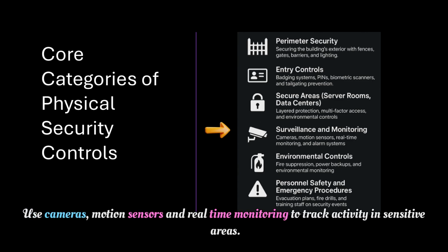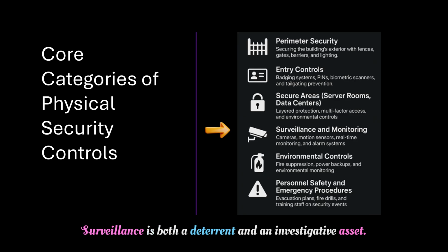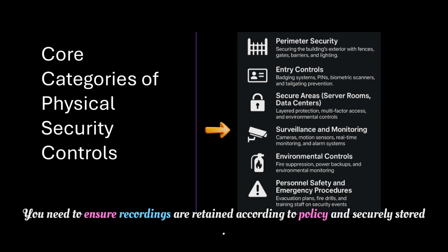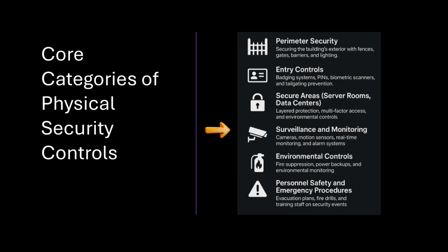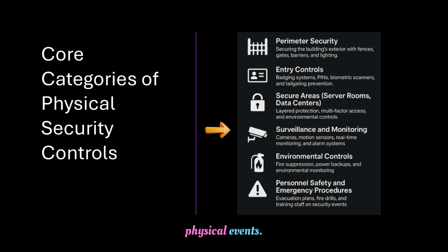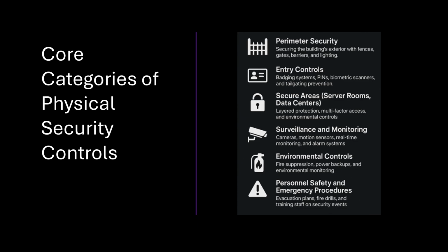Use cameras, motion sensors, and real-time monitoring to track activity in sensitive areas. Surveillance is both a deterrent and an investigative asset. You need to ensure recordings are retained according to policy and securely stored. Combine surveillance data with logs and alarms to gain full visibility into physical events. This integration is especially important during incident investigations.